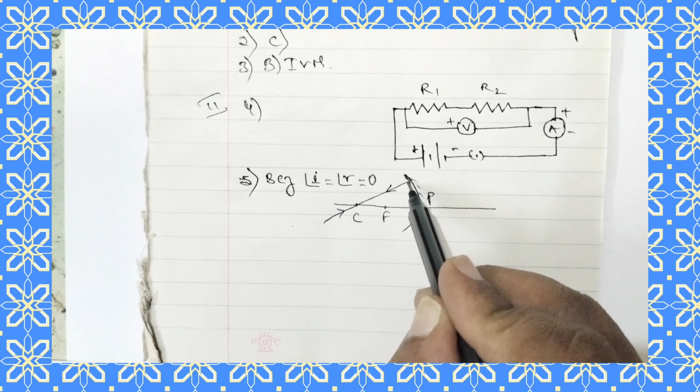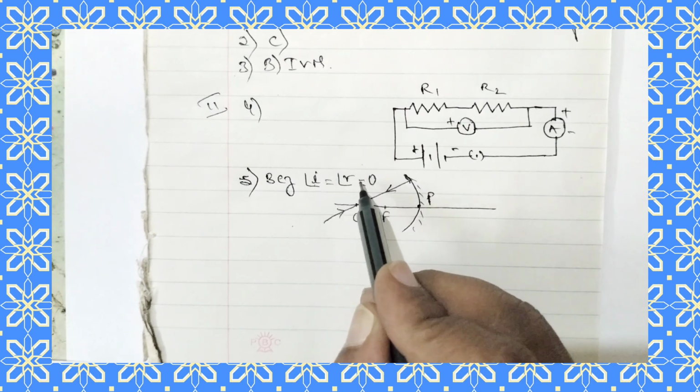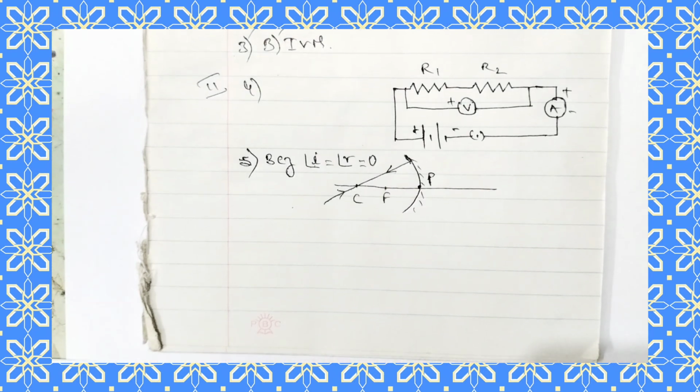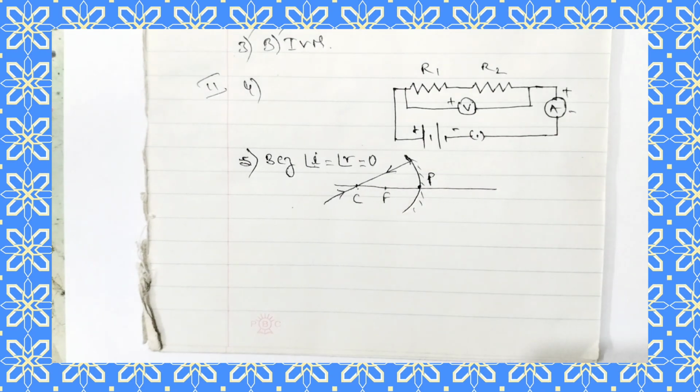Since the angle of incidence and angle of reflection are coincident with the normal, the angle of incidence and angle of reflection is 0. Therefore, the light ray which passes through center of curvature after reflection again reflects back through center of curvature.